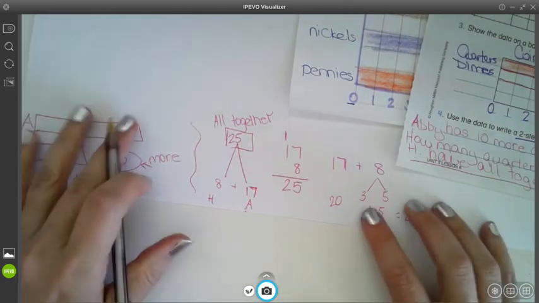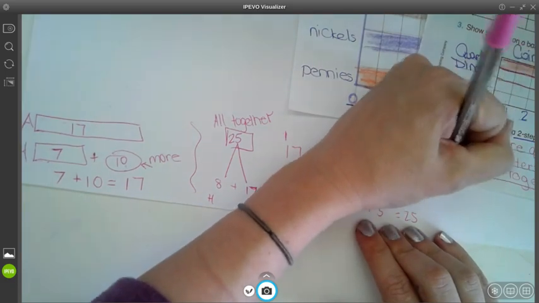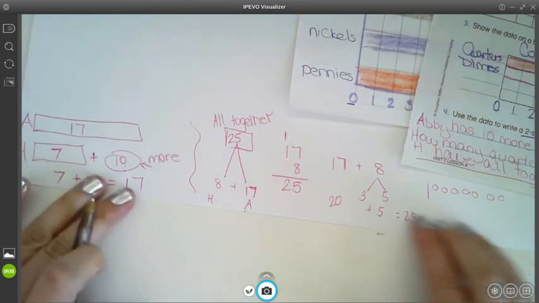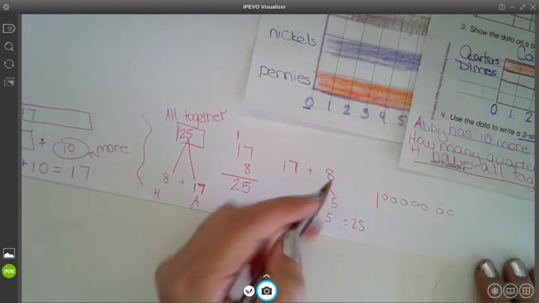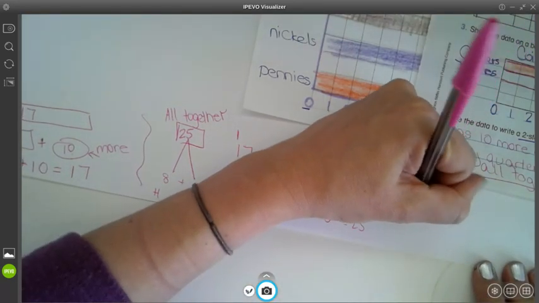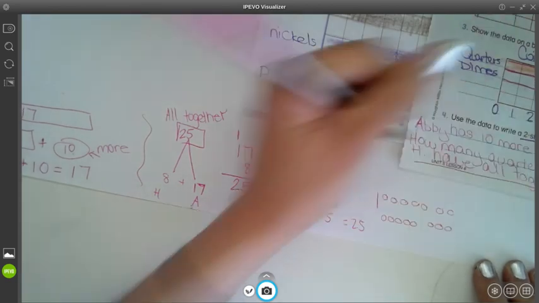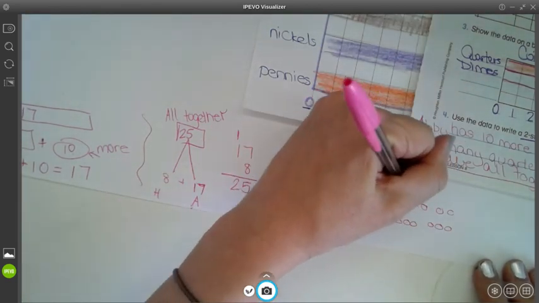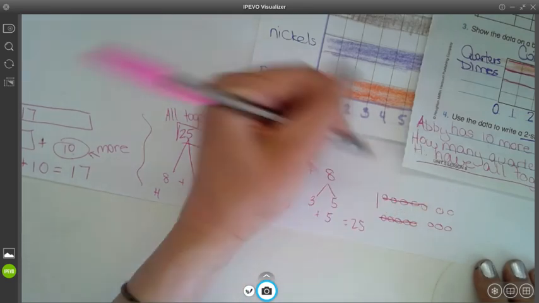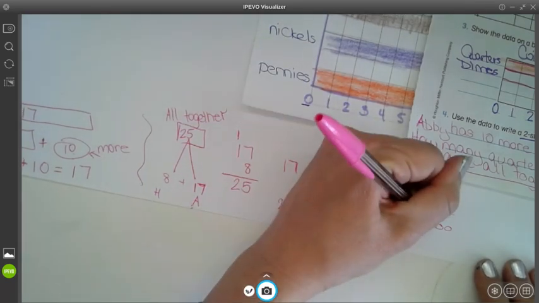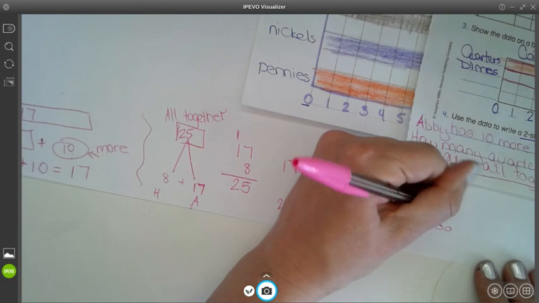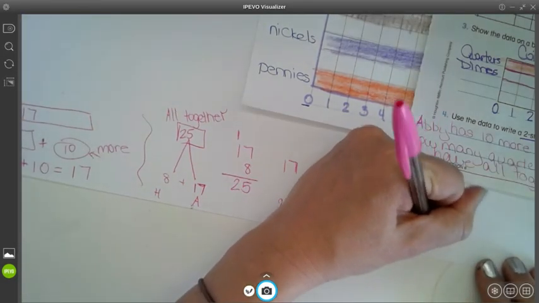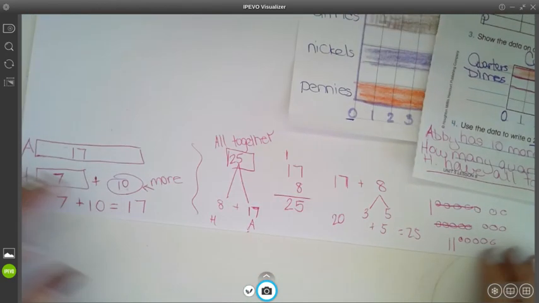Okay, or you can do the drawings, right? You can make your 10. You have your 17 ones, and you're going to add your 8 ones. Okay, and then you can count up each of those, finding ways. Oh, I see I made a 10 right here. 1, 2, 3, 4, 5. So that's a 20, 21, 22, 23, 24, 25. Okay, so there's many ways you get to add these up however you would like.